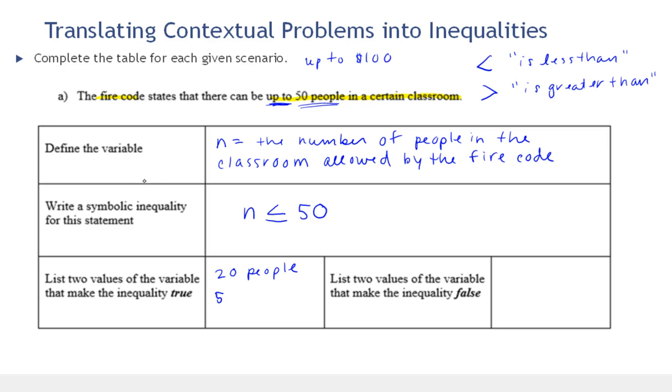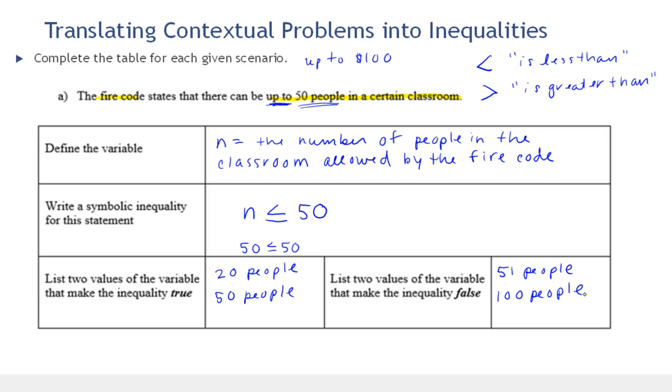And also I'm going to use 50 because that's right on the boundary. And notice 50 is okay. If we replaced n with 50, 50 is less than or equal to 50. That is a true statement. Now, two values that make the inequality false. That would be values that violate the fire code. So notice if you had 51 people in the room, that officially violates the fire code. And then 100 people would definitely violate the fire code.